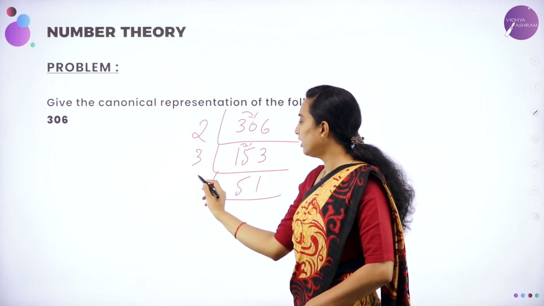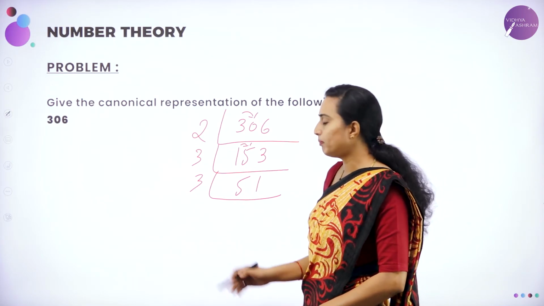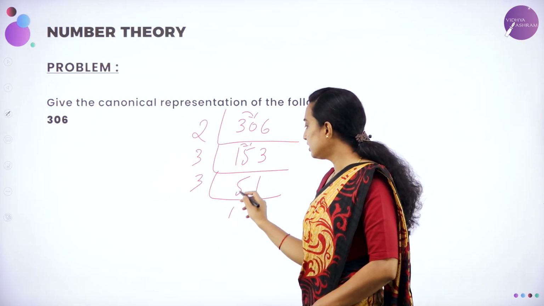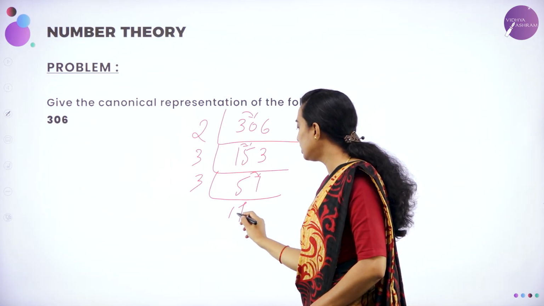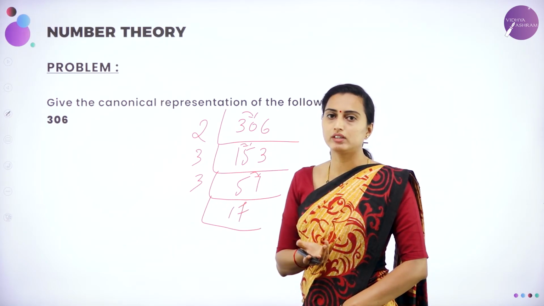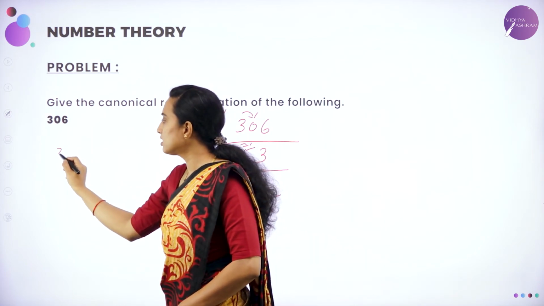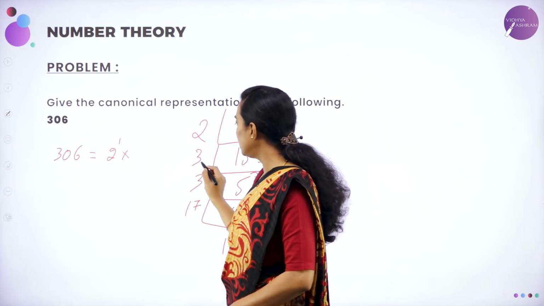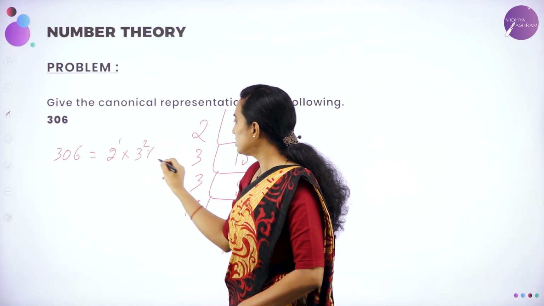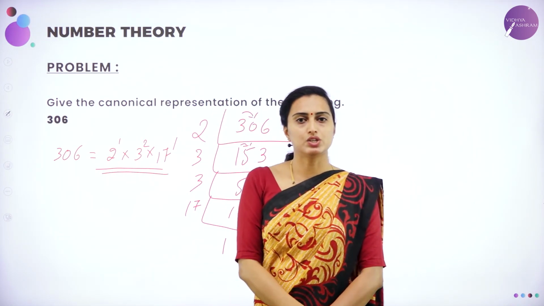Again you have an odd number ending, so 3 is the only odd prime it can be divisible by. So 3 1s are 3, 2 is getting carried over, which will become 21, so 3 7s are 21. Now again 17 is what? It is a prime number, so 17 1s are 17. So 306 can be represented as 2 only one time, into 3 two times, into 17 only one time. So this is your canonical representation. Understood? So we'll see the next problem.